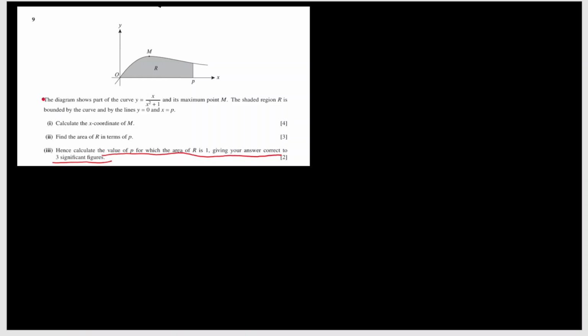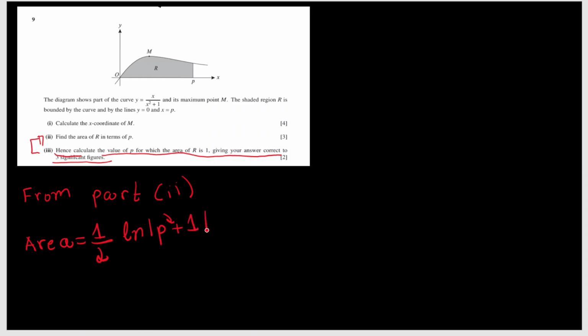So from part 2, remember, whenever the word hence is used, it means the above part is being used. If you can't solve the above parts, unfortunately you won't be able to continue forward. So hence means the answer from the before part. So from part 2 we know that area is equal to 1 over 2 ln p square plus 1.